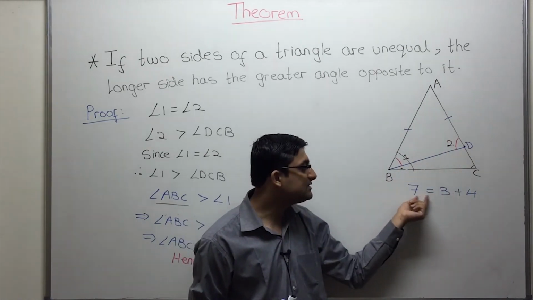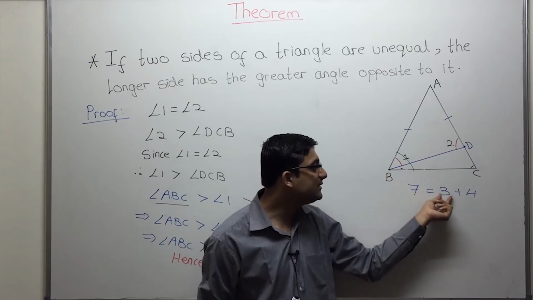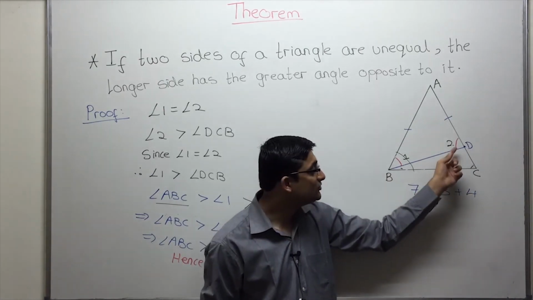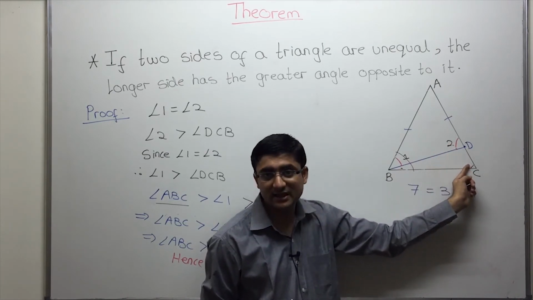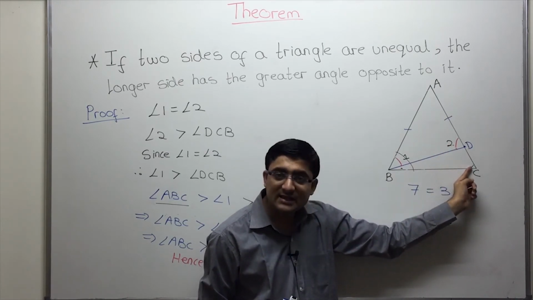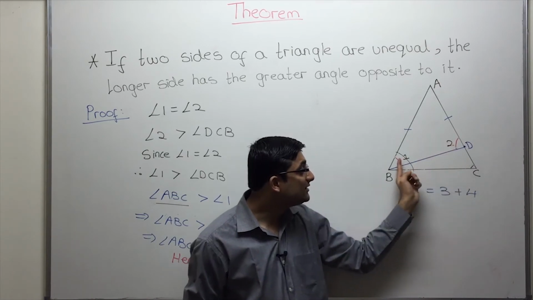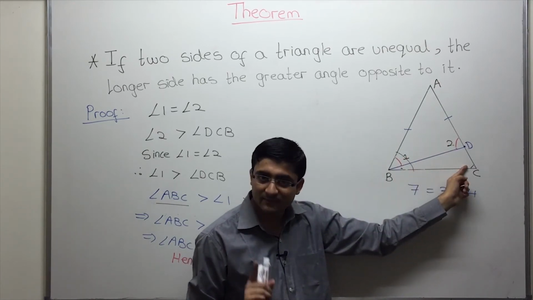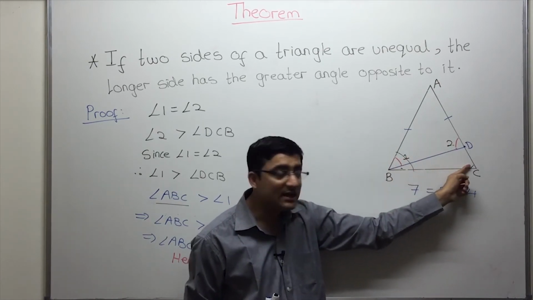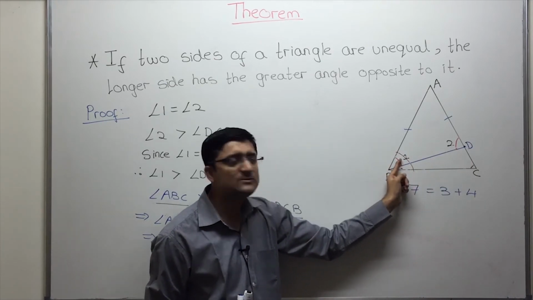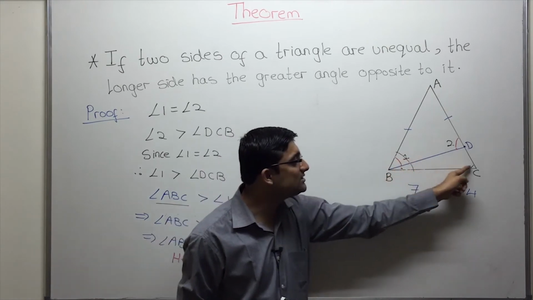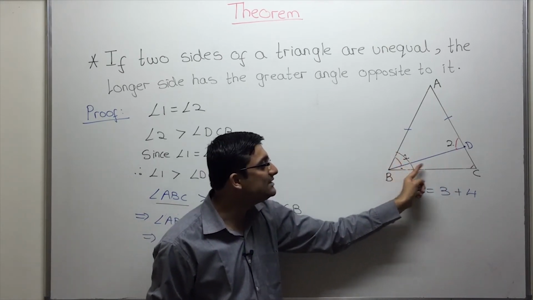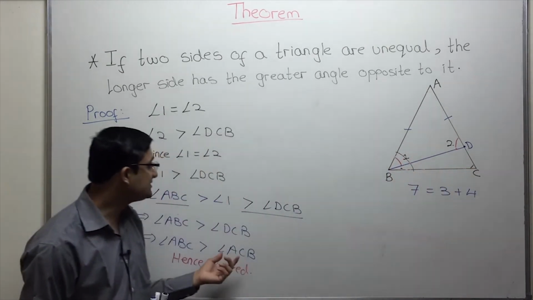Why? For example, 7 is equal to 3 plus 4. So 7 is bigger than 3, 7 is bigger than 4. So similarly, angle 2 is bigger than this angle. Angle 2 is also bigger than this angle. These two angles are equal. That means angle 1 is bigger than this angle. I repeat, angle 1 is bigger than this angle. Now angle ABC is bigger than angle 1. So angle ABC is bigger than angle 1 and angle 1 is bigger than this. That means angle ABC is greater than this, which is exactly what I've shown.